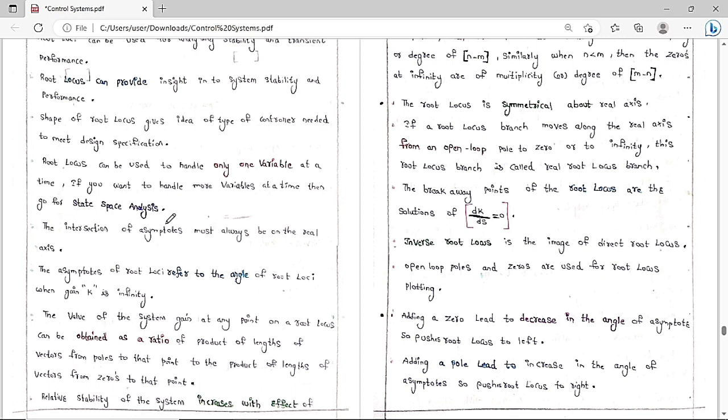The next point is the value of the system gain at any point on a root locus can be obtained as a ratio of the product of lengths of the vectors from the poles to that point to the product of lengths of the vectors from the zeros to that point. Suppose you want to confirm whether a given point is present on a root locus or not; this can be done only with the help of the angle criteria. Suppose it is a part of the root locus, then for what value of k we are going to get that root, we can get with the help of the magnitude criteria. I have already told you this point so many times.